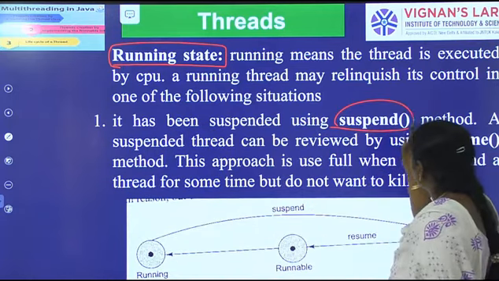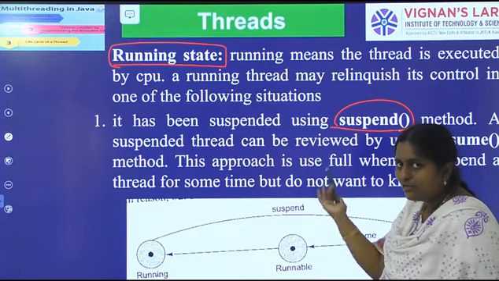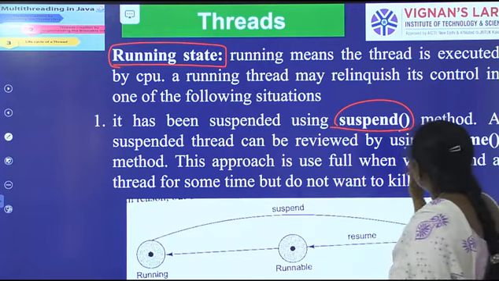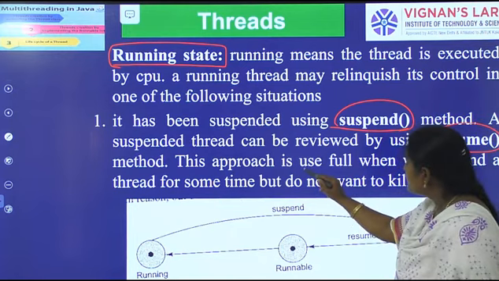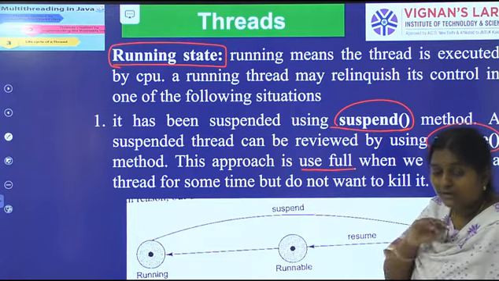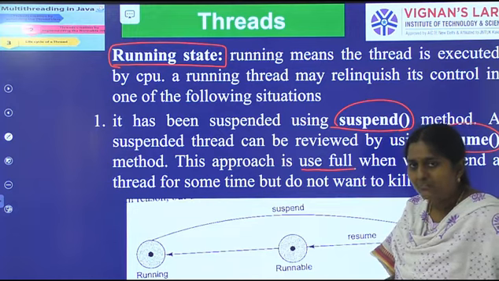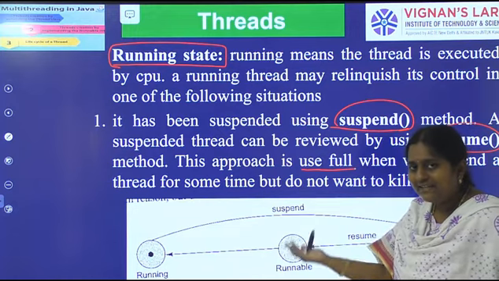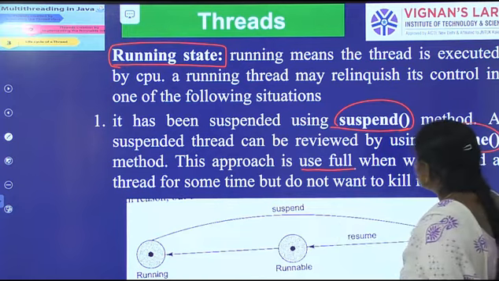After a particular period of time, the thread enters into the queue again by calling which method? The resume method. This approach is useful when we suspend a thread for some time, but do not want to kill it. We can suspend a thread for a particular period of time. After the time period is completed, the thread enters into the queue again by using the resume method.